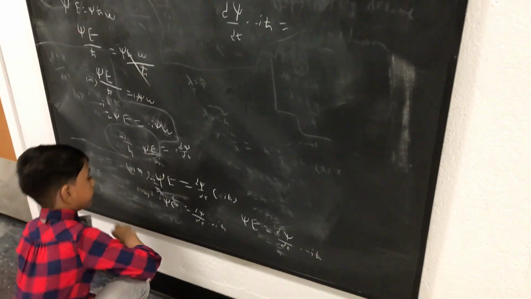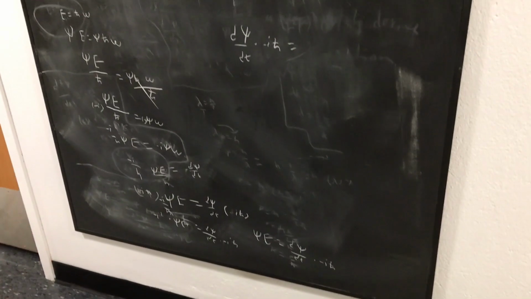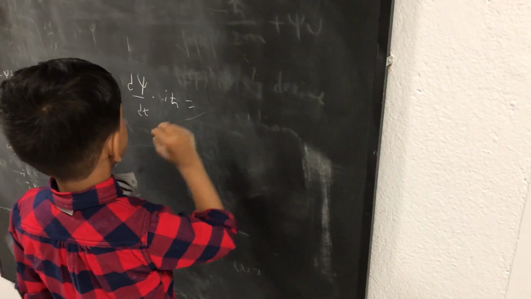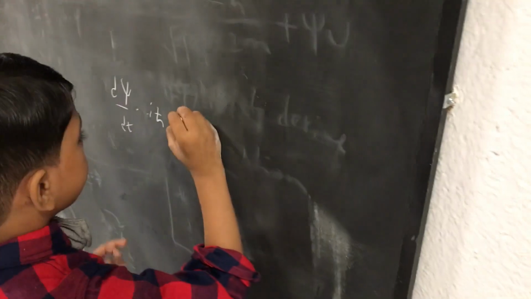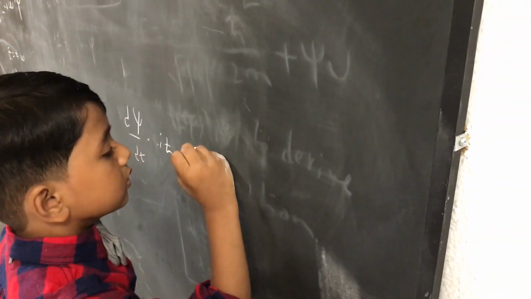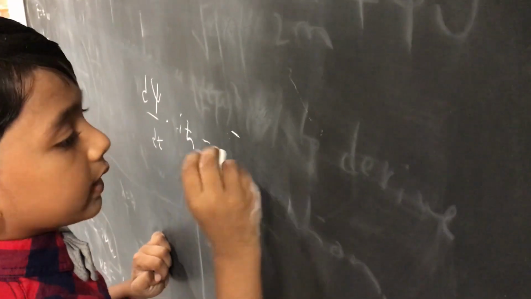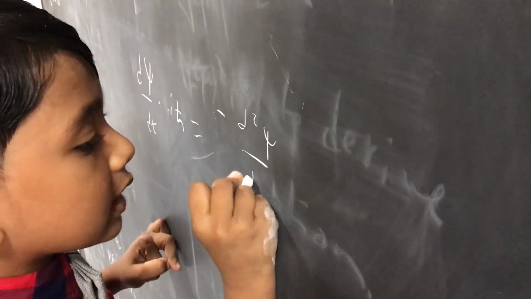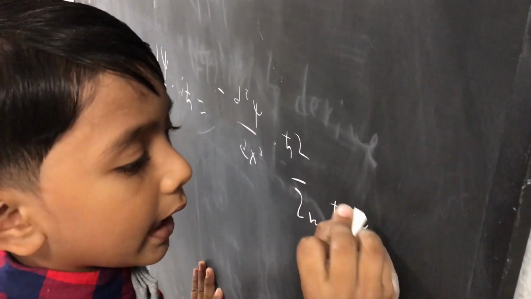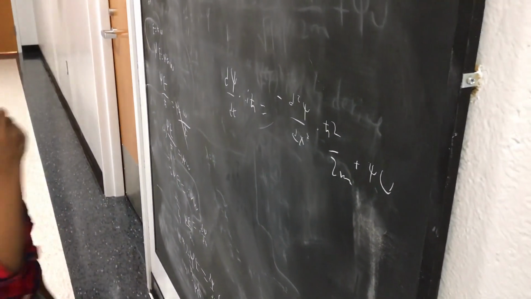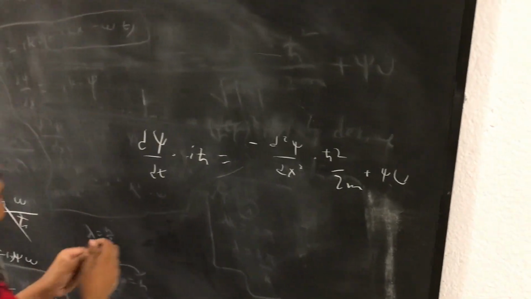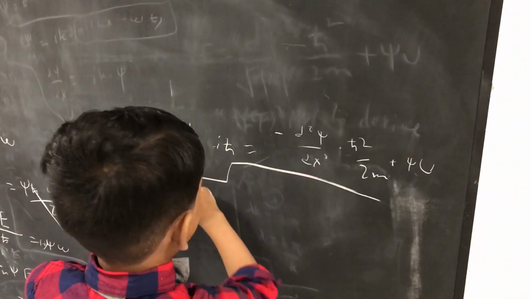Okay, we're good here now. d psi over dt times i times the Planck constant is equal to negative d squared psi over dx squared times the Planck constant squared over 2m plus psi u. Anyone remember that from the time-independent equation? I hope you do. Anyway, that is the time-dependent Schrödinger equation.